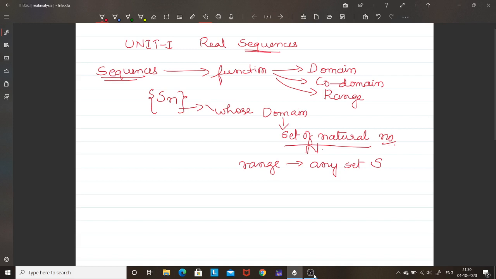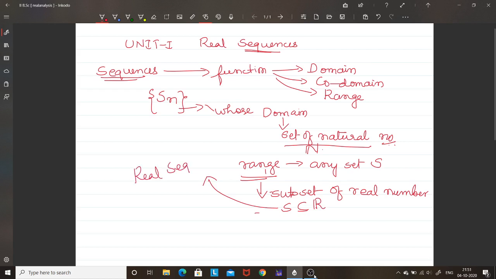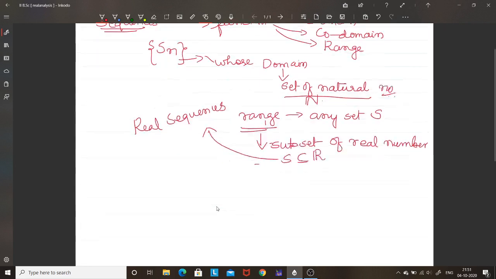If we talk about the range, if the range S is a subset of real numbers, then your sequence is called a real sequence. If the range set is a subset of real numbers, that may be rational numbers, irrational numbers, integers, or even natural numbers, such sequences are called real sequences.